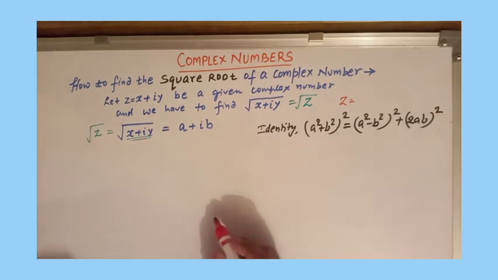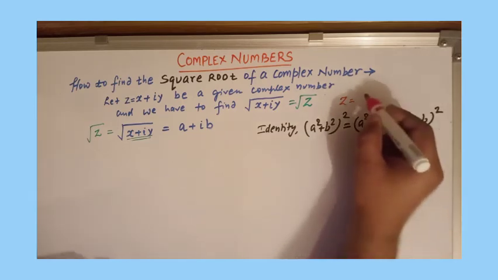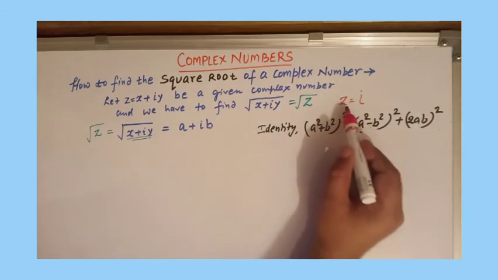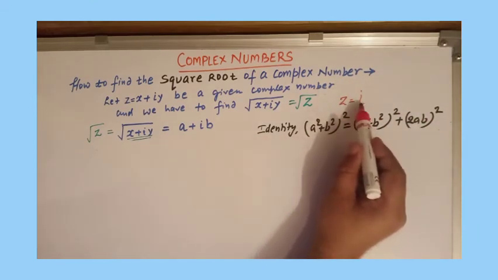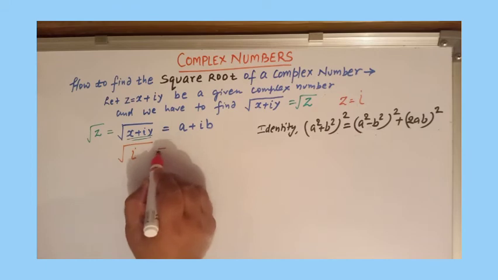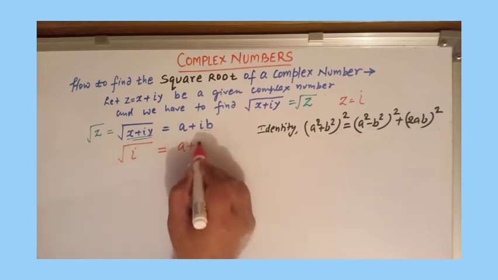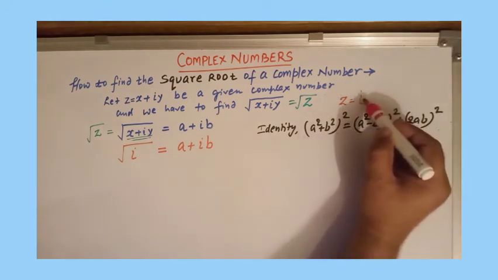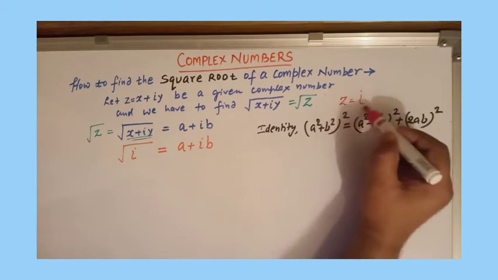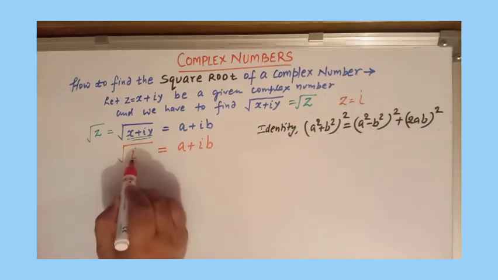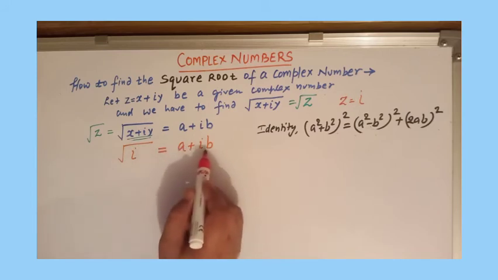Now viewers, let us take our last example, that is to find the square root of iota. So here we have z is equal to i or iota. Now we have to find the square root of iota, and let us suppose that it is equal to a plus iota b. Here we see that the real part of this complex number is 0, so this number is a pure imaginary number. So the square root of iota is assumed to be a plus iota b.